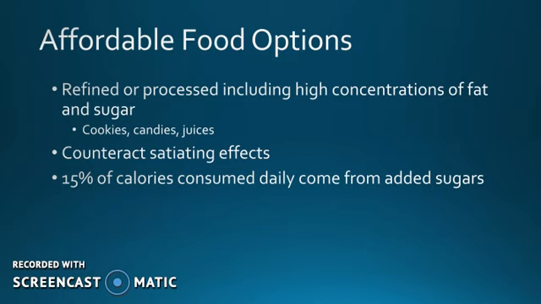Foods that are refined or preserved tend to appeal to those in financial need due to affordability and shelf longevity, including cookies, candies, and juices. These foods tend to counteract satiating effects, particularly in liquid form, leading to overconsumption of added sugars to the diet.